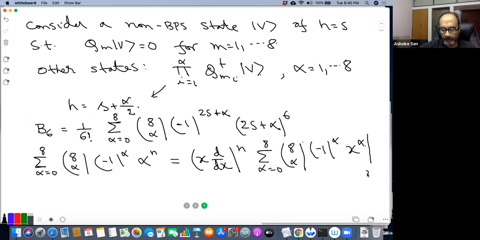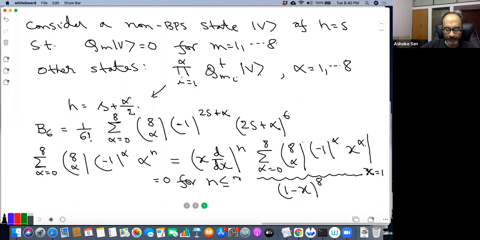At x equal to 1. The idea is that every time you act with x d/dx, it brings down alpha and it gives you back x to the alpha. So if you apply it n times, you get alpha to the n. But this quantity is 1 minus x to the 8. And now we see that this vanishes as long as n is less than or equal to 7. So this is 0 for n less than or equal to 7, right?